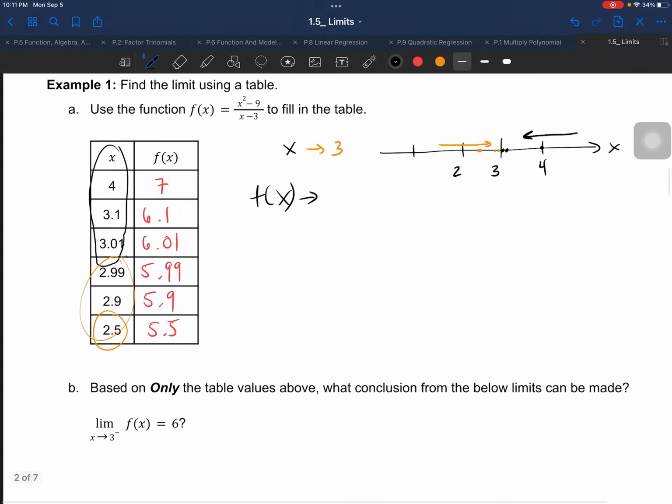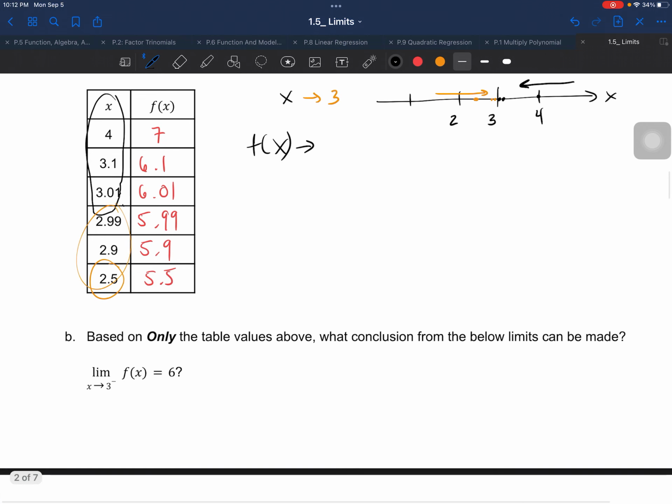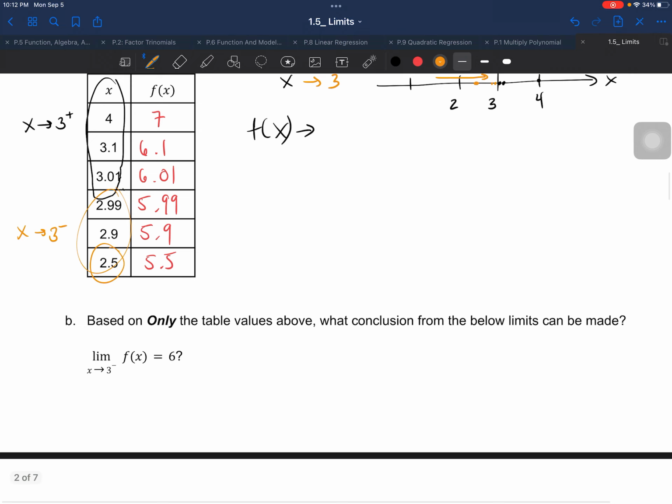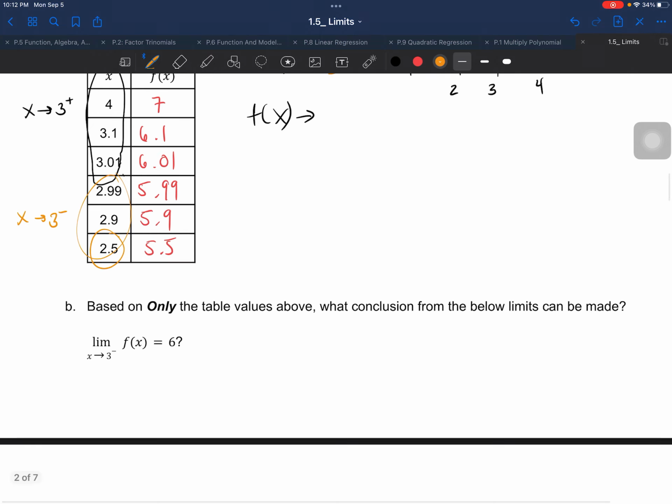So knowing this information, we can think about this as x approaches 3 from the right side, and then the bottom part is x approaches 3 from the left side. We talked about this in the last video, so I refer to that. All right, so let's try and answer this question. Based on the table values above, what conclusion from the below limits can we make?